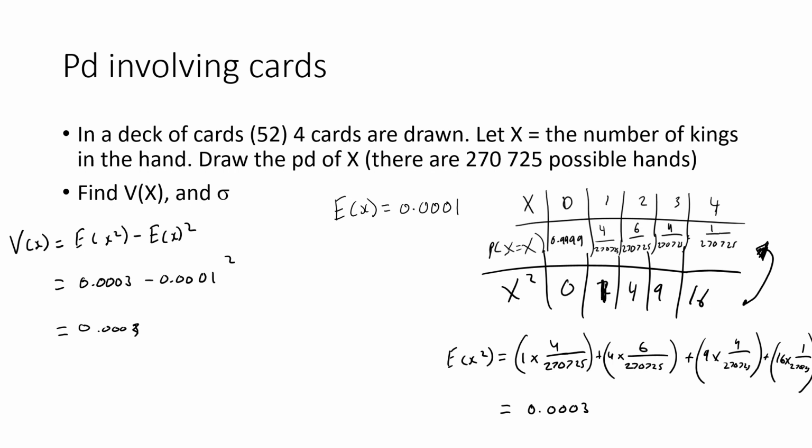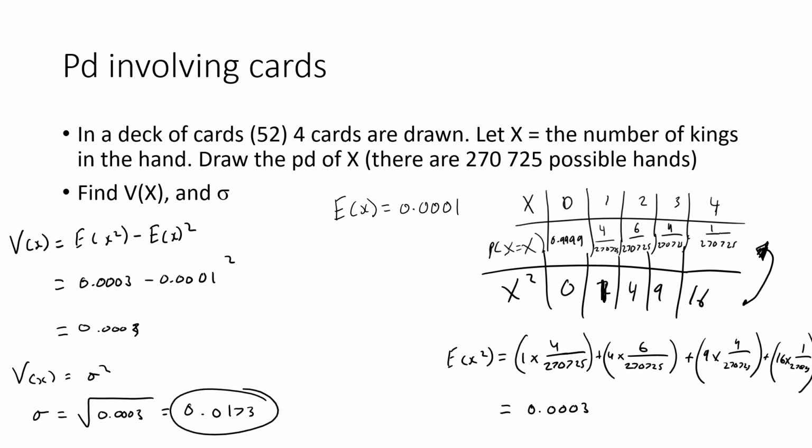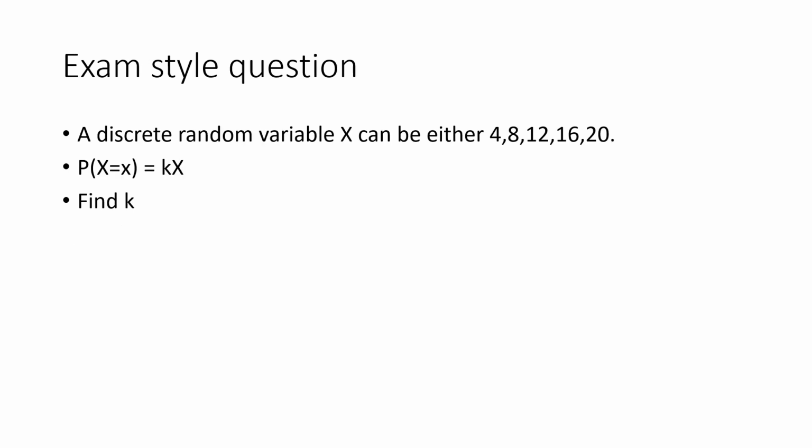Now we find sigma, so we know V of x is equal to sigma squared. Sigma is equal to the root of 0.0003, and that gives us 0.0173. Now this is a trickier version of a discrete random variable question that comes up a lot in exams, so I encourage you to try this first and problem solve your way through it, and I'll go do it after.